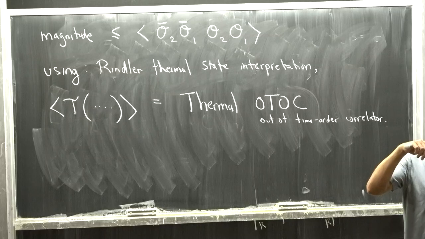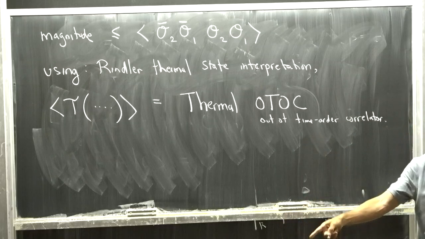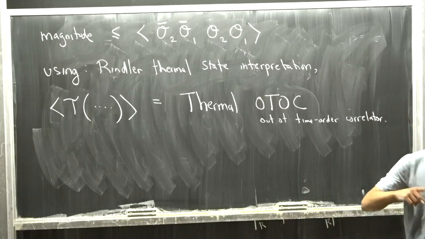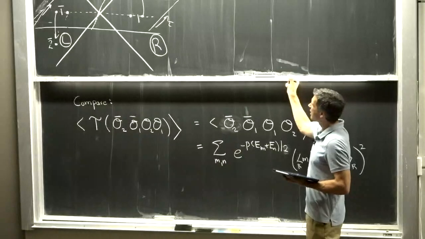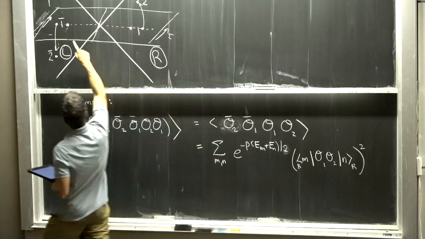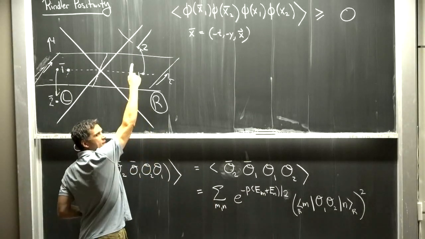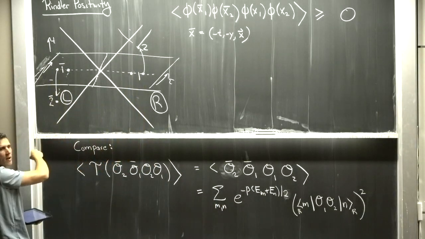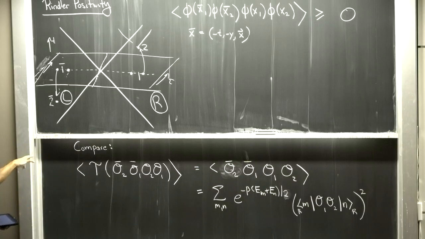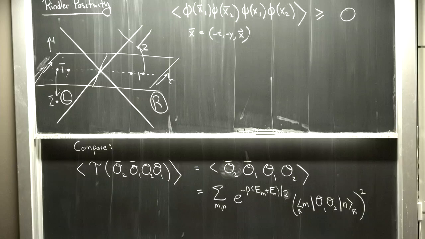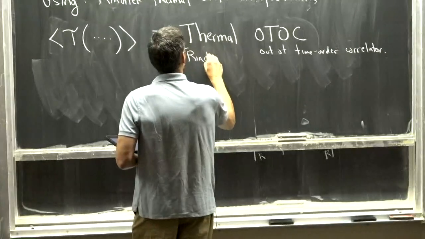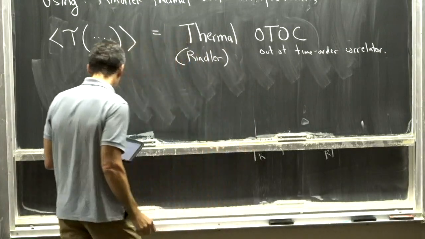Now, it always feels a little backward, because it's the time-ordered one that's the out-of-time-ordered correlator. The reason for that is that in Rindler language, Rindler time runs up on the right, and it runs backward on the left. So what's time-ordered in Minkowski is out-of-time-ordered from the point of view of Rindler time. So this time-ordered Minkowski correlator is the Rindler thermal OTOC.